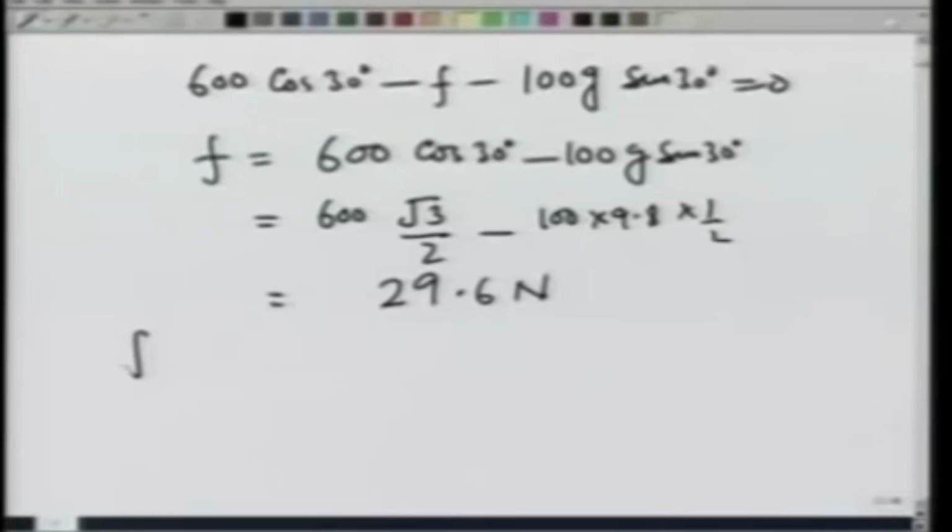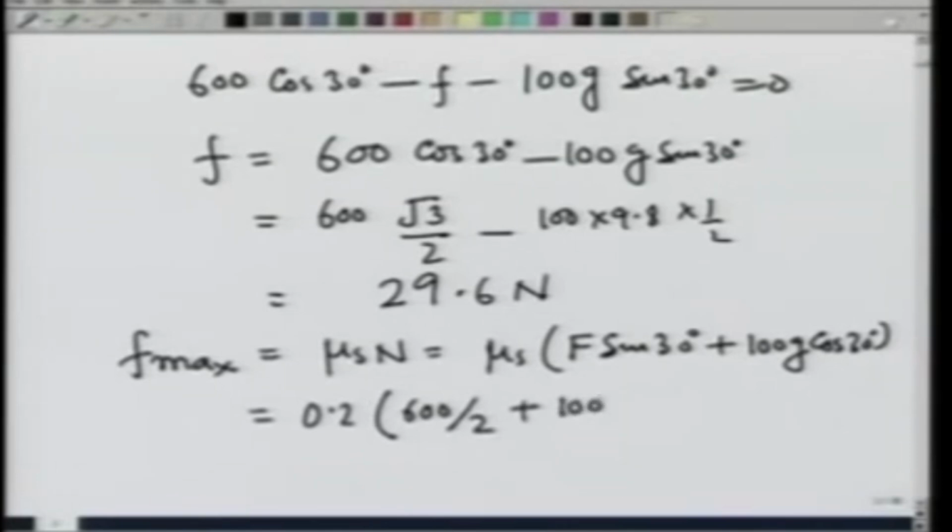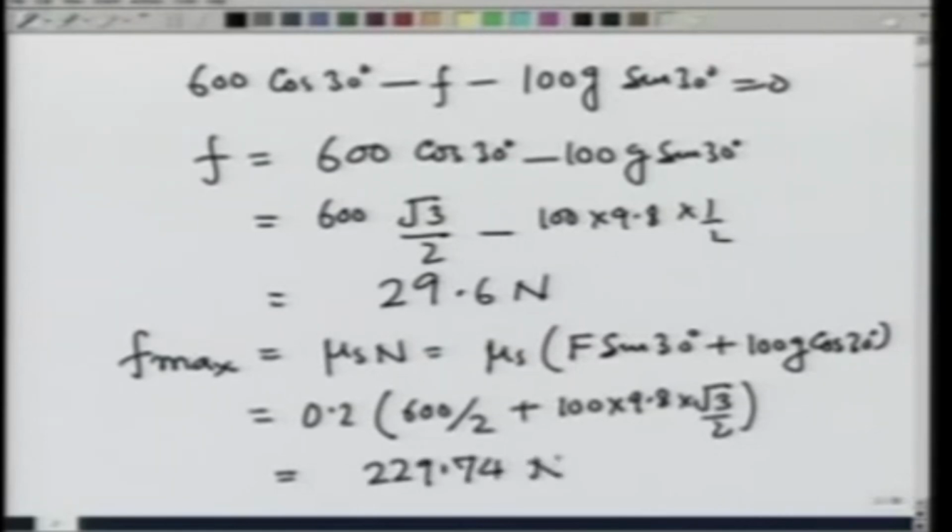So, let us see what is the maximum possible value of the frictional force. This is mu s N, and we have already calculated that N is equal to F sine of 30 degrees plus 100 g cosine of 30 degrees. So, in this case this will come out to be 0.2 times 600 divided by 2 plus 100 times 9.8 times square root of 3 by 2. This number you can calculate comes out to be 229.74 newtons.